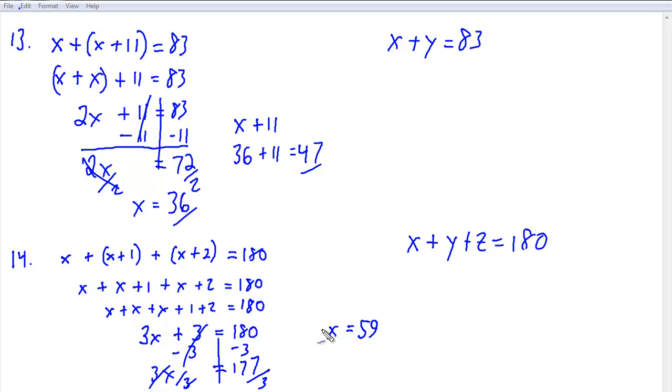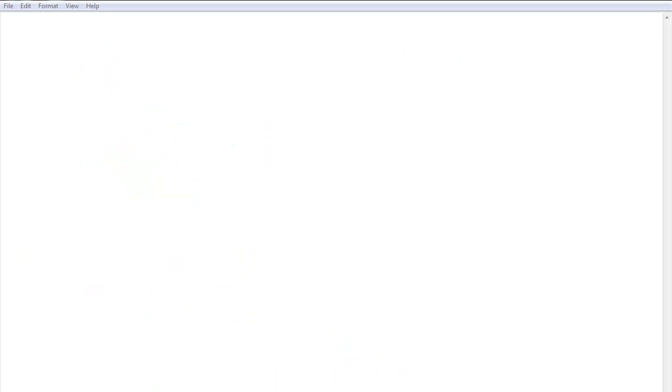Now, if x is 59, then our second angle is going to be 60 degrees, and our third angle is going to be 61 degrees. So our three angles are 59, 60, and 61. So there they are. All right, let me clear the screen and get to problem number 15.